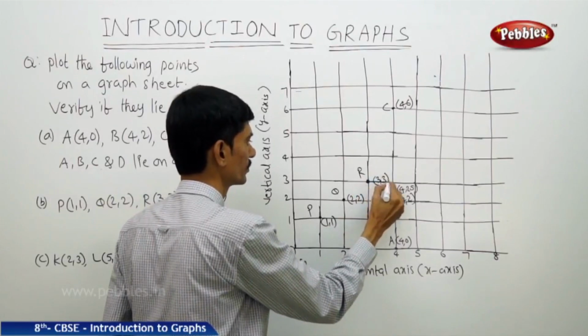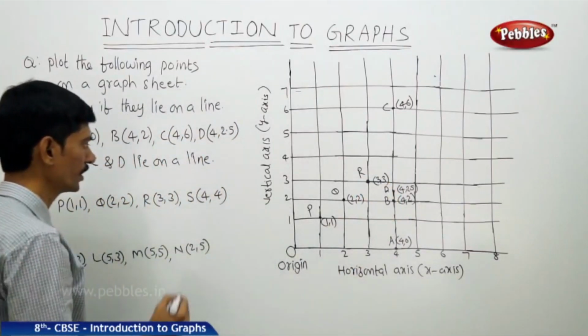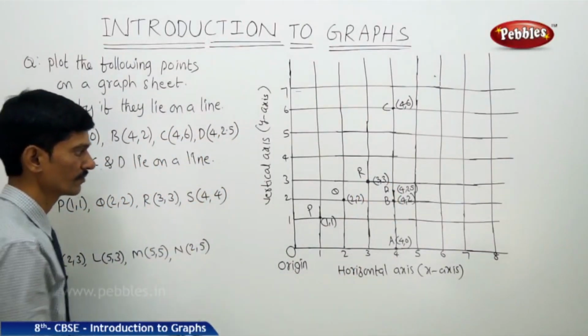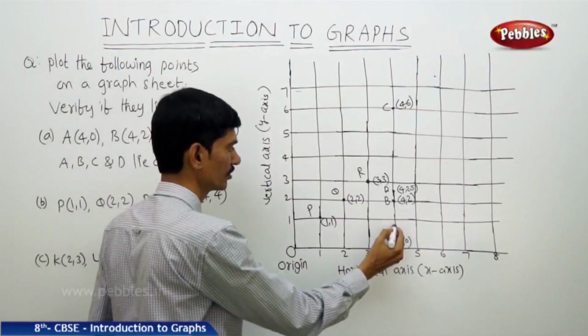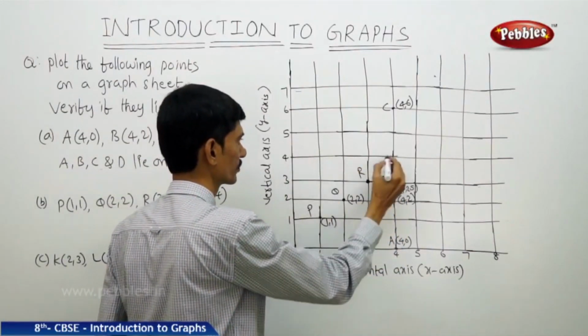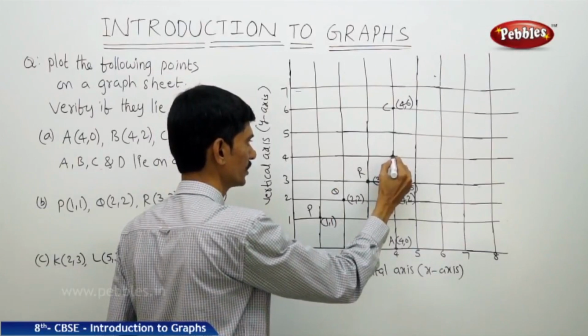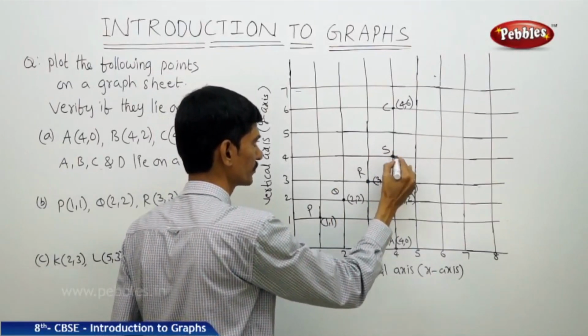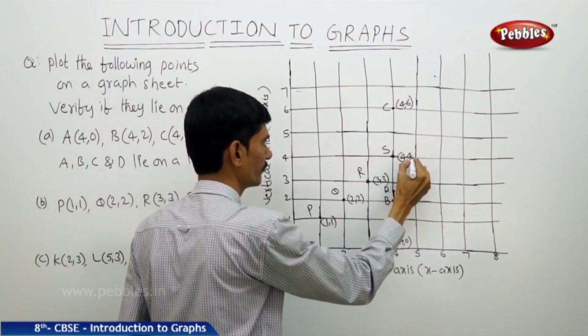So this point is R (3, 3). And the next point S (4, 4). On the x-axis 4 and y-axis 4. So these two lines will intersect here. So this point is S (4, 4).